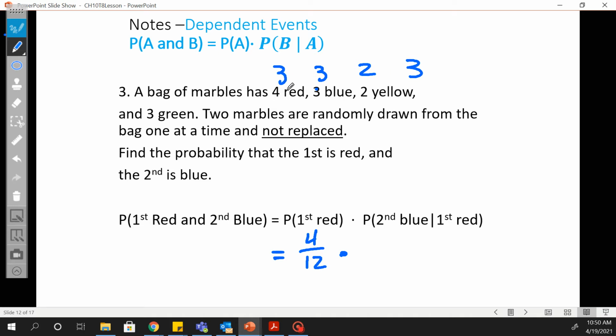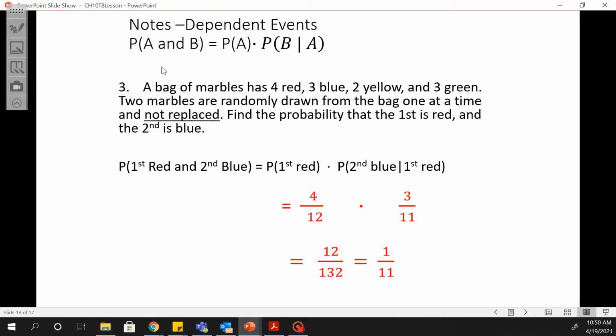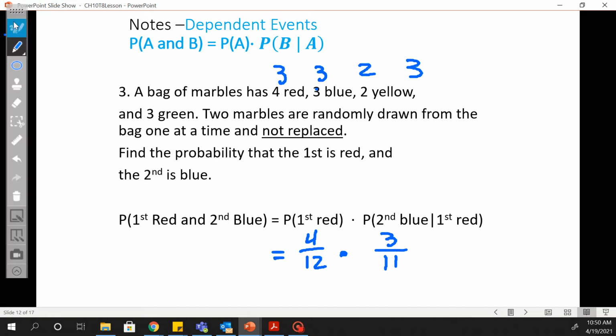Now we have 1 less red. So now the probability is 3 out of 11 for drawing a blue marble given that the first one we drew was red. So that gives us a probability of 1 over 11. So the probability of drawing the first one red and the second one blue is 1 over 11.